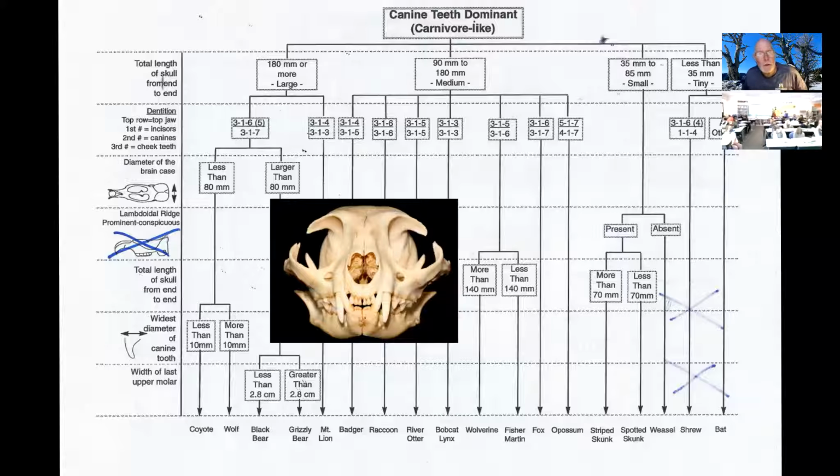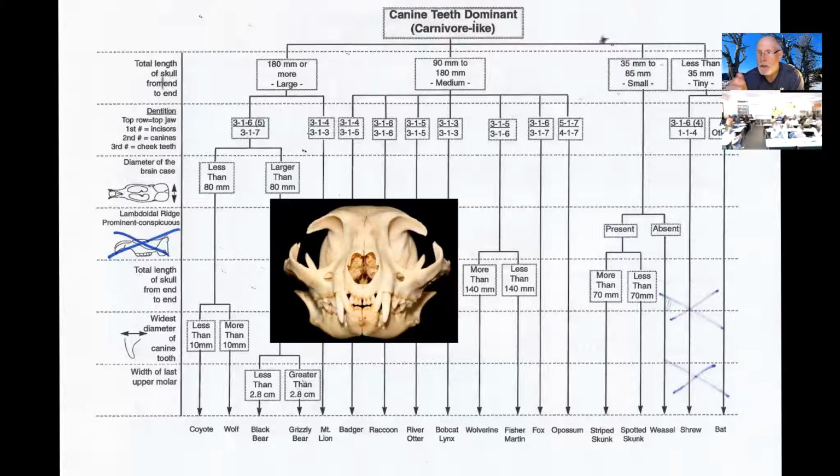So you're going to start at the top by figuring out how big the skull is from front to back. And then you're going to take a look at the teeth and start counting the teeth. And it always goes incisor, canine, and cheek teeth. Top numbers are the top jaw. The bottom numbers are the bottom jaw. And then as you get farther down, they might have you do some other measurements, like more or less than 140 centimeters or more or less than 70 centimeters.